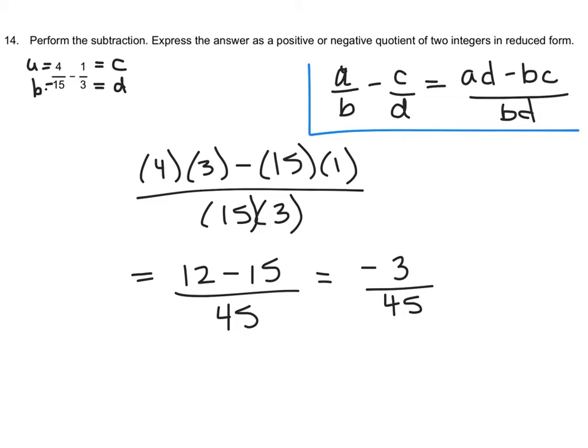Now I want to reduce the fraction. In order to do that, I need to find a number that both 3 and 45 are divisible by. 3 and 45 are both divisible by 3, so I'm going to divide the top and bottom by 3. Negative 3 divided by 3 is negative 1. 45 divided by 3 is 15. So my final answer is negative 1 over 15.